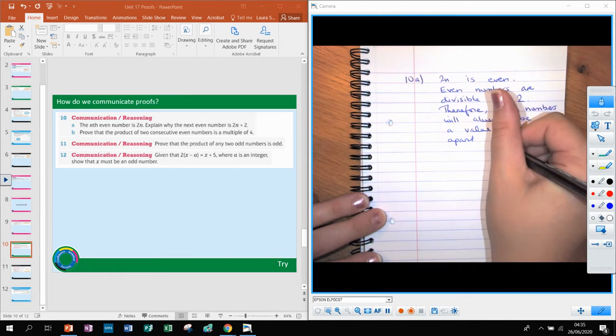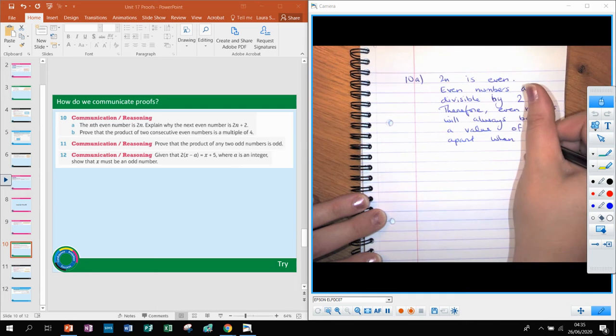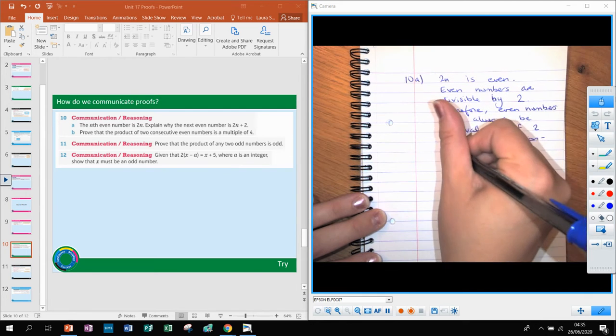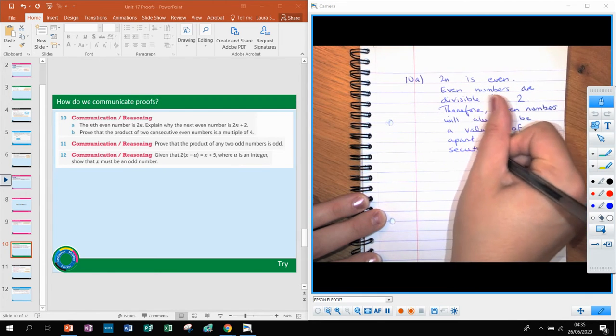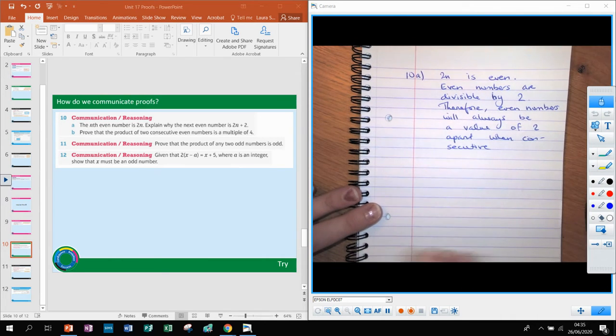Of 2 apart when consecutive. Okay, you have to get that word consecutive in because that means in a row or in an order. Okay, if you just say 2 apart, well, that doesn't make sense because 44 is not 2 apart from 88, and they're both even numbers. Okay, but when we're looking at them in a consecutive version or a consecutive form, then they have to be 2 apart.